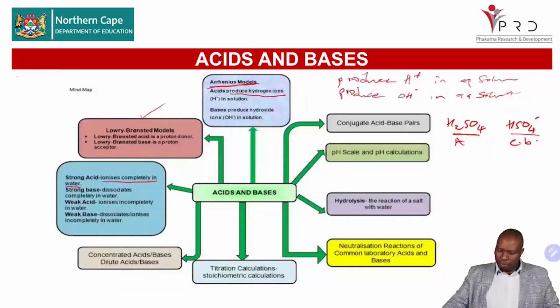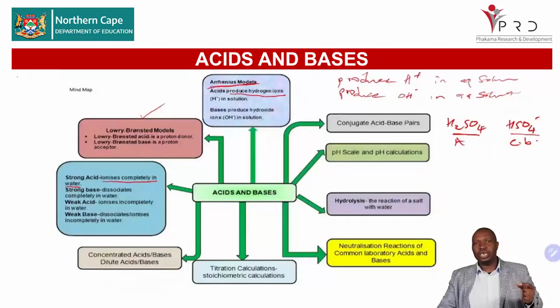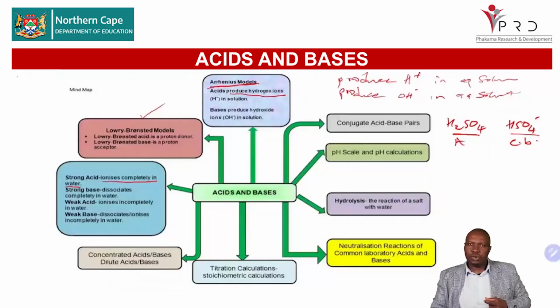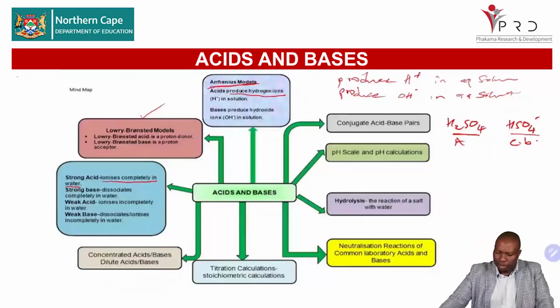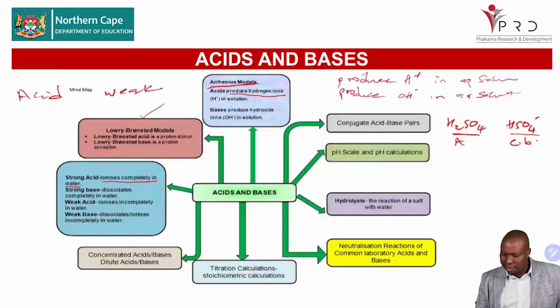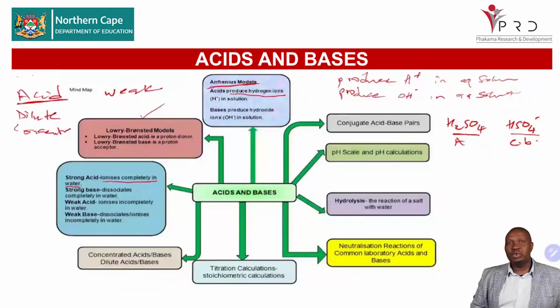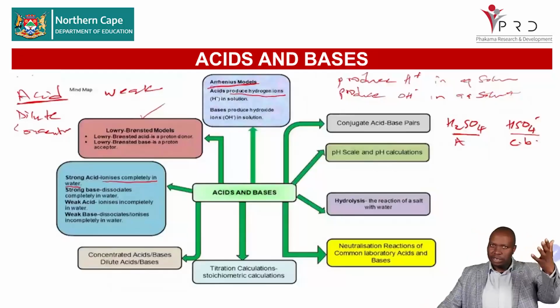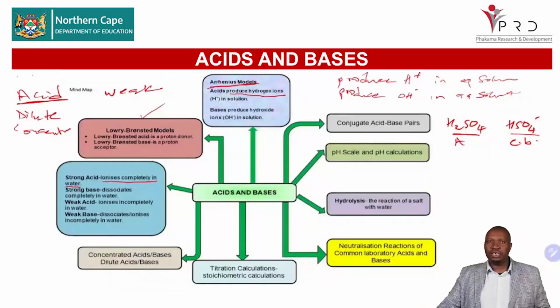And then the strong base dissociates. So we're just using different words there. A strong base dissociates completely in water, and the weak base dissociates incompletely in water. And don't confuse a strong acid with a concentrated acid and a dilute acid. Remember, an acid is strong or weak, but a strong acid can be dilute or concentrated. So a strong acid ionizes completely in water to form a high concentration of hydronium ion.